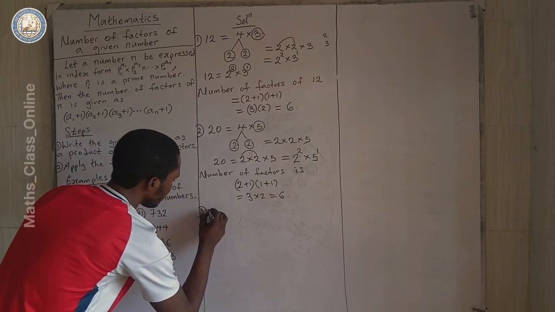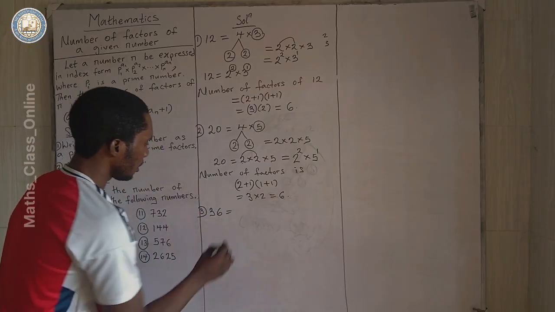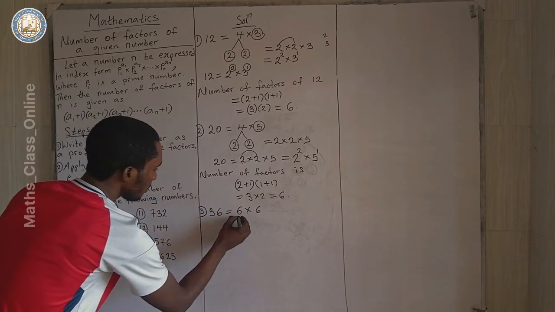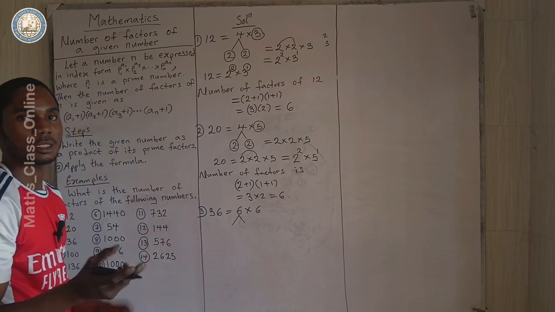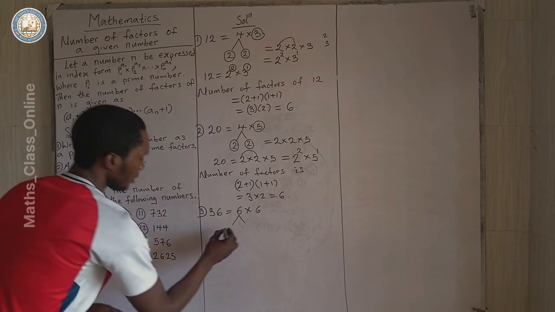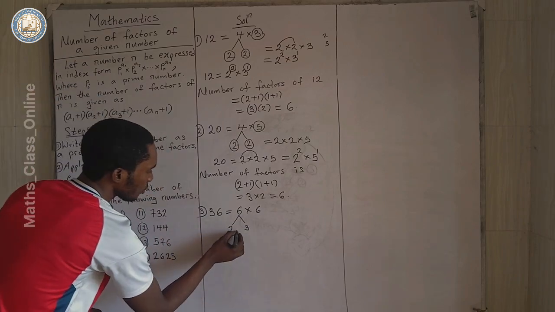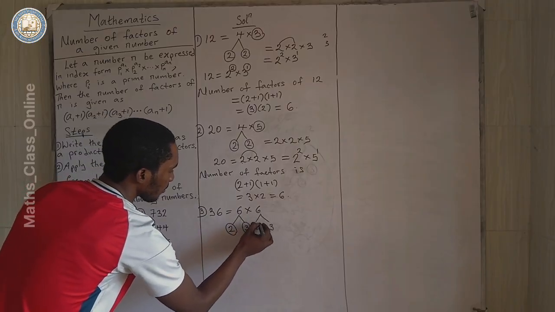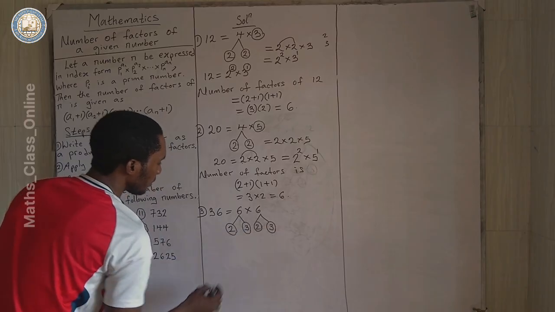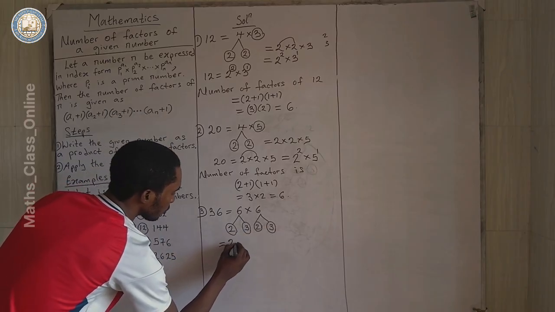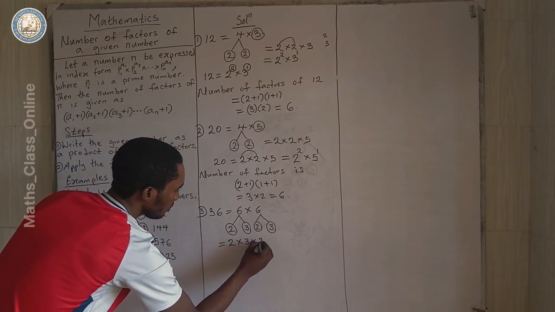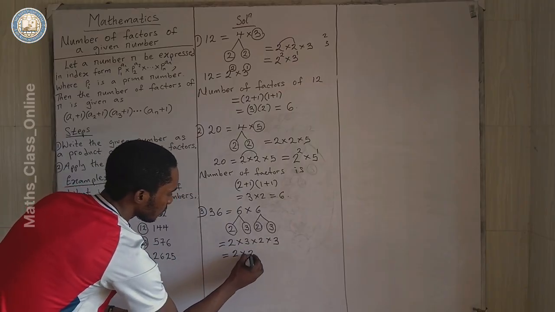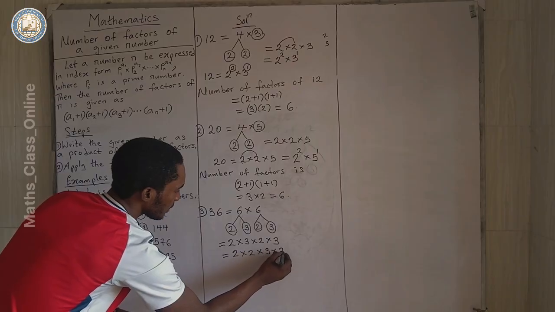Third example, 36. 36 is 6 times 6. 6 is not prime. That means we will find two numbers whose product will give us 6. This is 2 and 3. 2 is prime, 3 is prime. Also we have 2 and 3. This is equal to 2 times 3 times 2 times 3. Rearrange: 2 times 2 times 3 times 3.